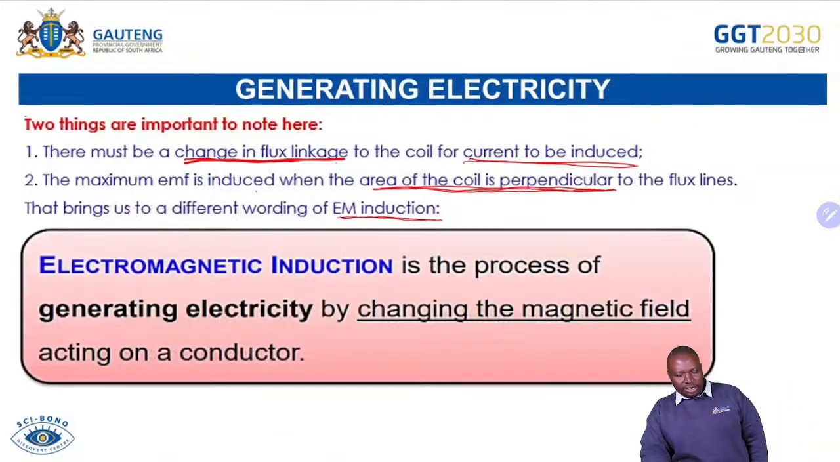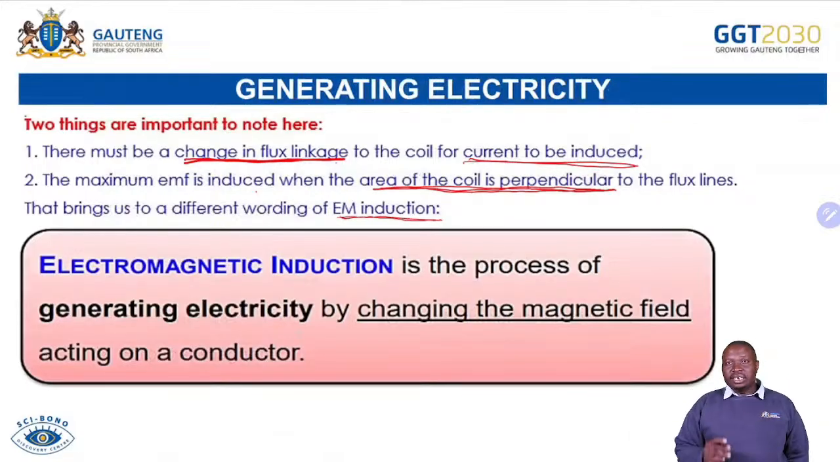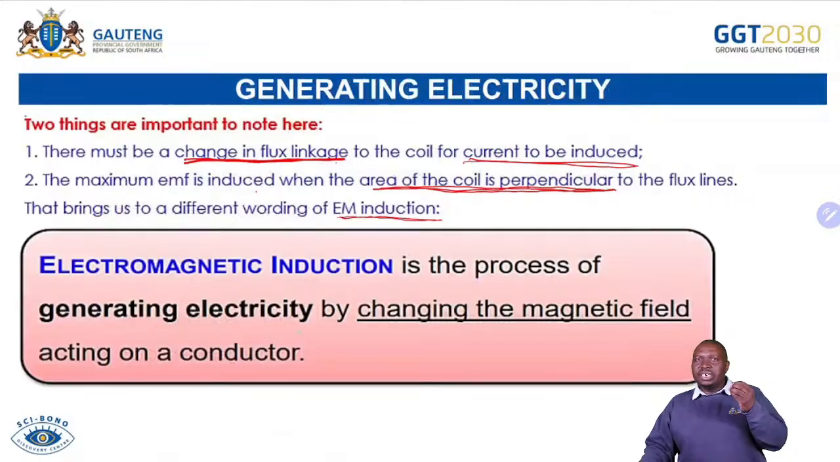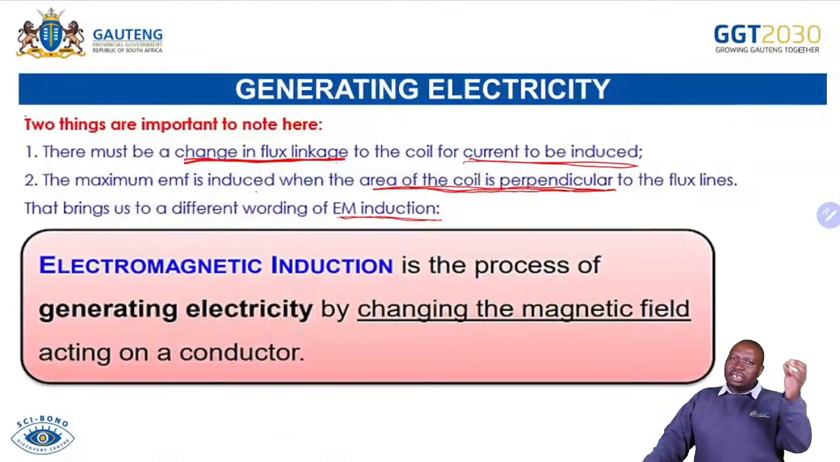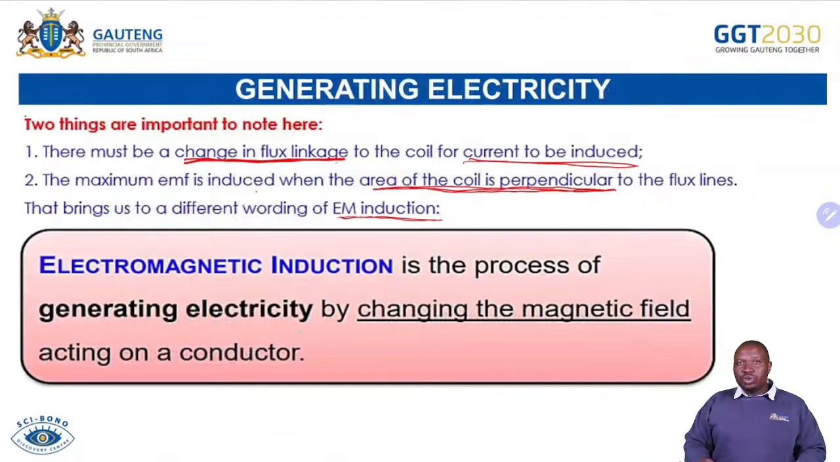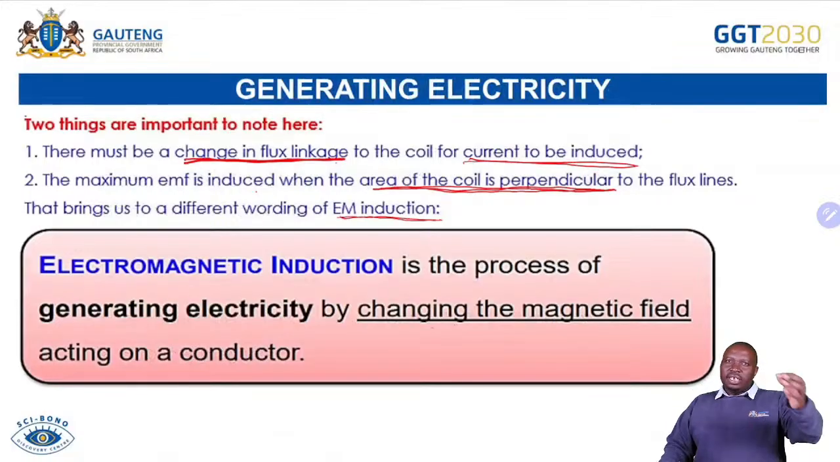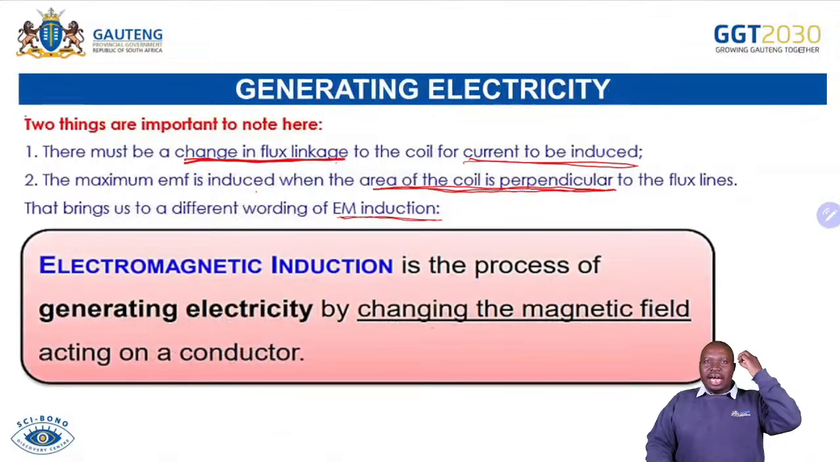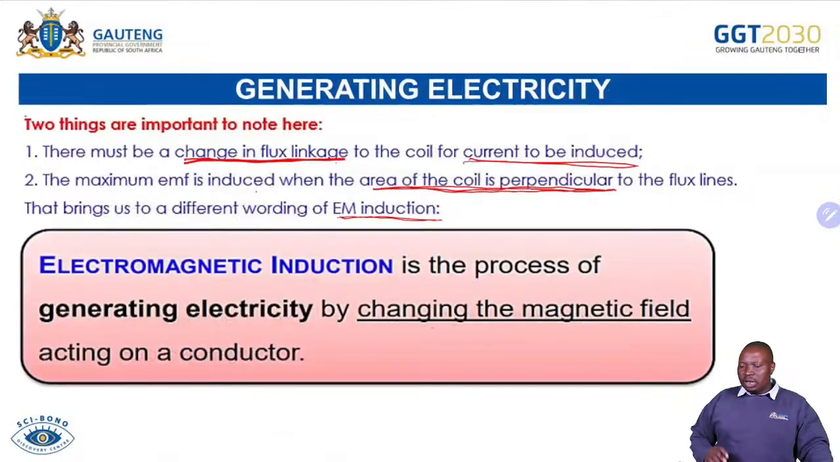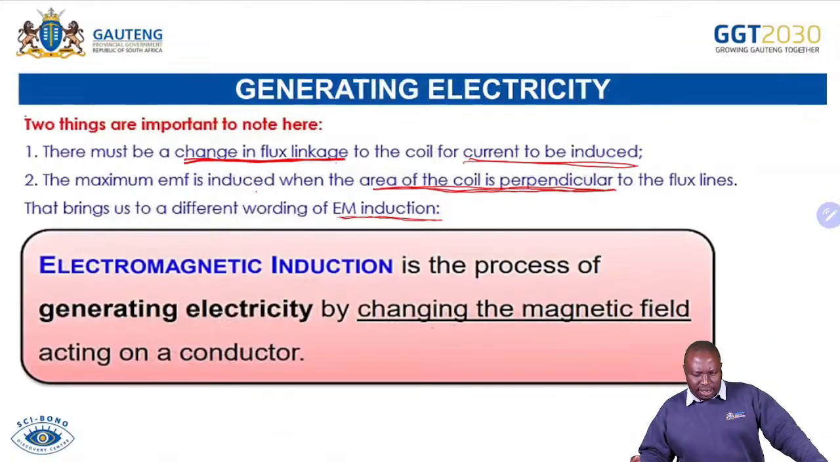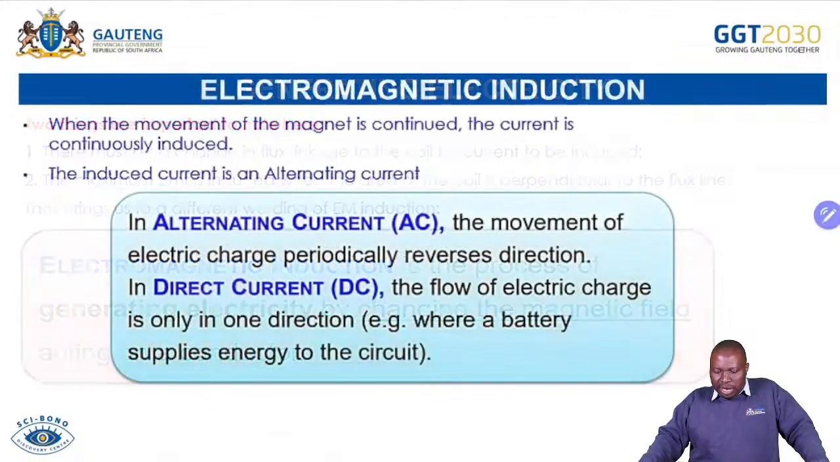Electromagnetic induction, we're saying, is the process of generating electricity. It is a principle that is used by generators, and generators convert mechanical energy to electrical energy. And how do we do that? By changing the magnetic field acting on a conductor. How do we do that? We move the magnet in and out of the coil, and we indicated what can be done to increase the induced EMF or the induced current.